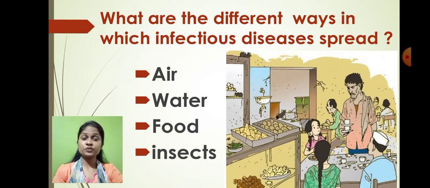So students, if you remember, in the last lecture we discussed that there are 4 ways by which diseases can spread very quickly. As you can see over here: air, food, water and insects. These are the ways by which diseases can spread to a larger extent.